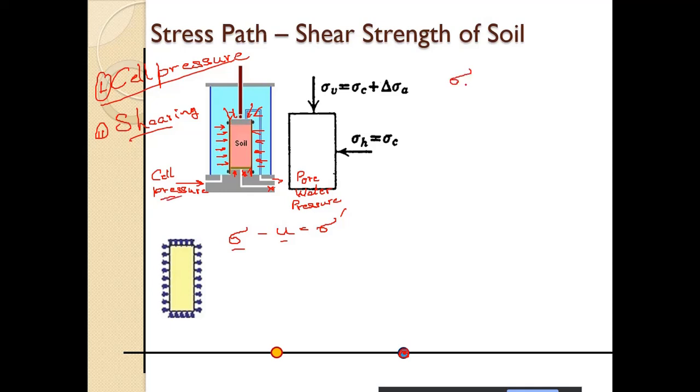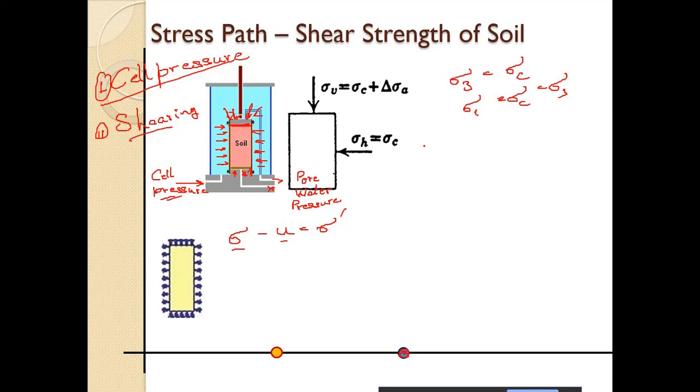So sigma 3 is equal to cell pressure sigma c, and sigma 1 also, if we consider this to be the major principal plane, whatever stress is acting on this plane, sigma 1, is also equal to the confining cell pressure, which is equal to sigma 3.